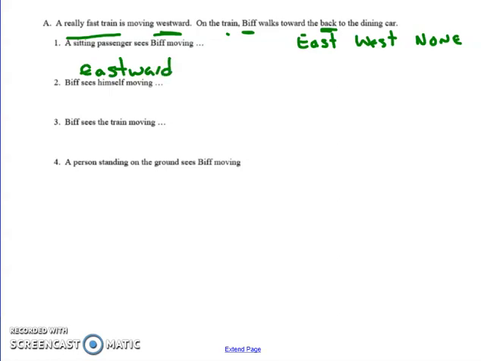So try the following three. How would Biff see himself? How would he see the train moving? And then how would a person standing on the ground see Biff move? Pause this, answer these, and then I will give the answers.